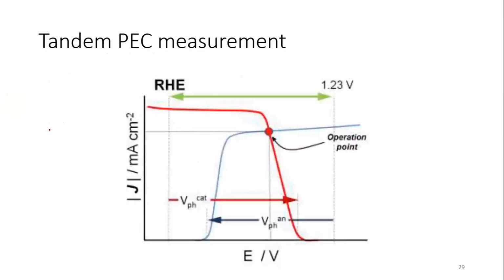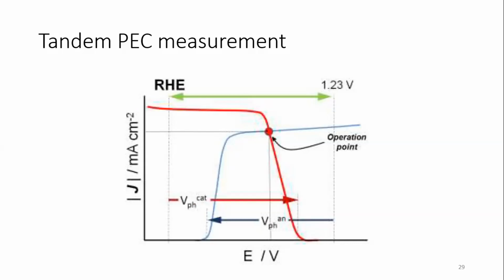Since this work is on a tandem structure, to measure the tandem photoelectrochemical cell, we do the photoanode measurement in a 3 electrode setup separately, and the photocathode PEC measurement in a 3 electrode setup separately, and then we combine these two. When you combine these two, the point where they intersect, the blue one being the photoanode and the red color being the photocathode, is actually the operating point.